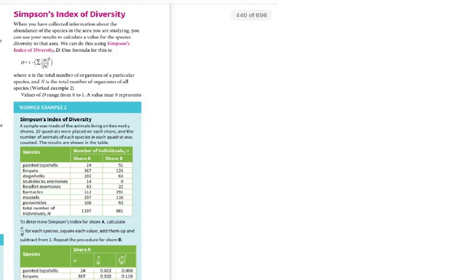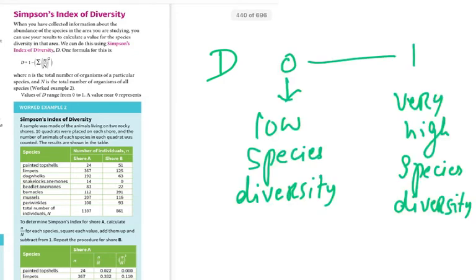That's called the Simpson's Index of Diversity. Now, when you've collected information about the abundance of species in the area you're studying, you can use your results to calculate a value for the species diversity. D is the letter that we are going to use. The value of D ranges from 0 to 1. Now, if it is 0 or near 0, there's a very low species diversity. If it is towards 1, it is a very high species diversity.